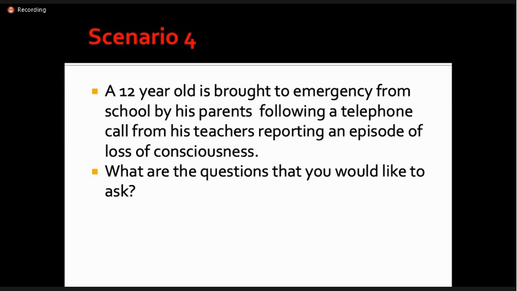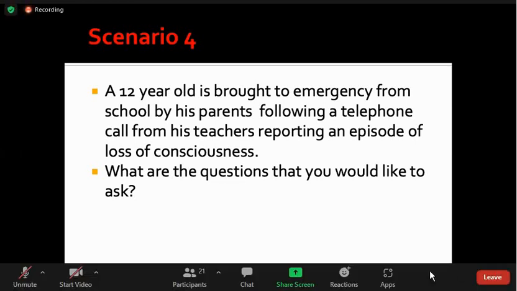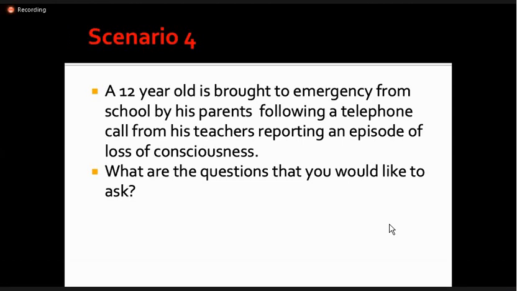Okay, that's right. So what was he doing? Was he at rest? Was he standing in assembly? Was he playing football? And what is it that brought on this episode of loss of consciousness? Then, of course, we have to know whether the patient is awake and conscious when he comes to us.